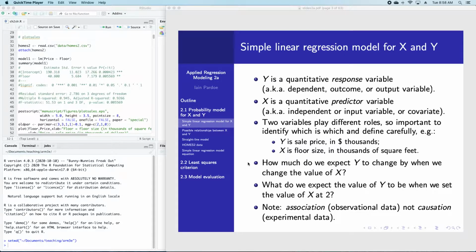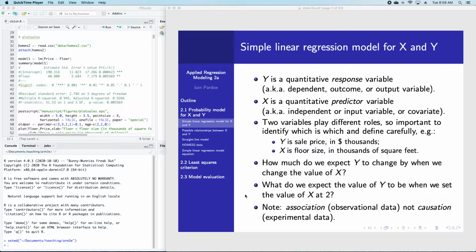A couple of questions that we can address using simple linear regression. One is, how much do we expect y to change by when we change the value of x? So in this context, we would be interested in thinking about the impact of floor size on sale price. So for example, a difference of 100 square feet, how much of an impact would that have on sale price? How much would sale price increase by if the floor size were to be increased by 100 square feet, say?